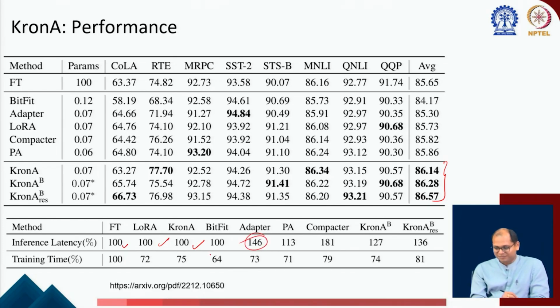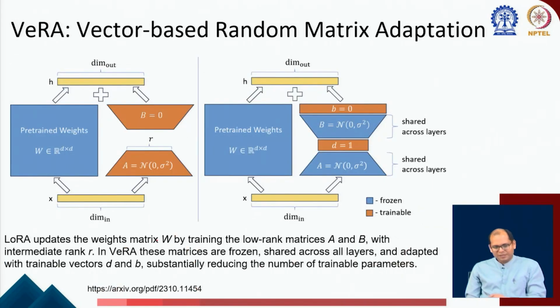Adapters, parallel adapters have more, and so also for KronA B and KronA B res, they have more inference latency, right. So, KronA is like a like-to-like replacement for LoRA, where you will not have any extra inference latency and you do not have to worry about the low rank problem of LoRA. Okay. Now, let us talk about VeRA. With VeRA, we will come back to the same sort of formulation as LoRA with a very small change.